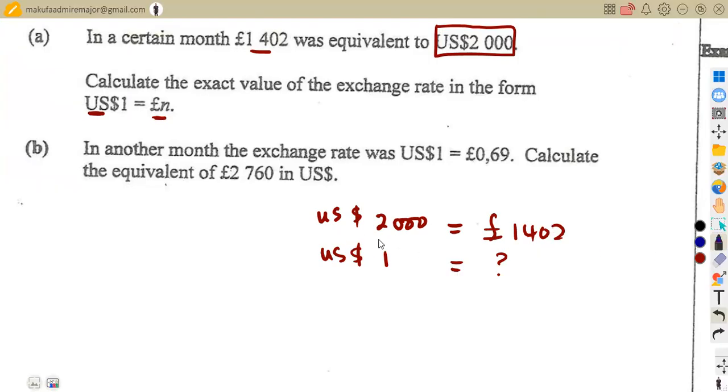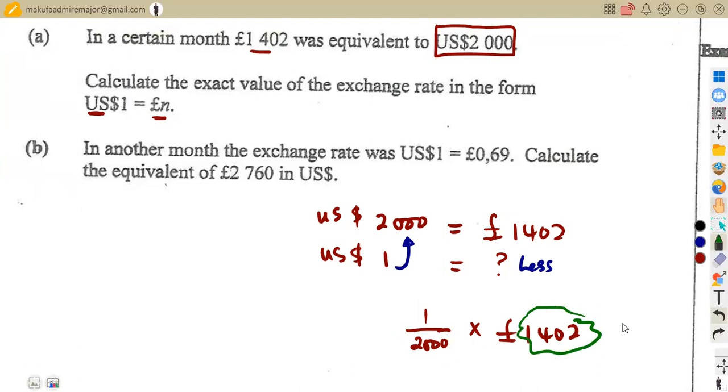So as you can see from our simple proportion, this is going to be 1 over 2,000 times the amount that we are supposed to have in pounds. So it's going to be 1 over 2,000 multiplied by, in this case, 1,402 pounds. All right, so let us multiply. On your simplification, we can check that here there is a 2,000, and here there is also a multiple of 2 in this case. This 2,000 is a multiple of 2, and this number also is a multiple of 2.